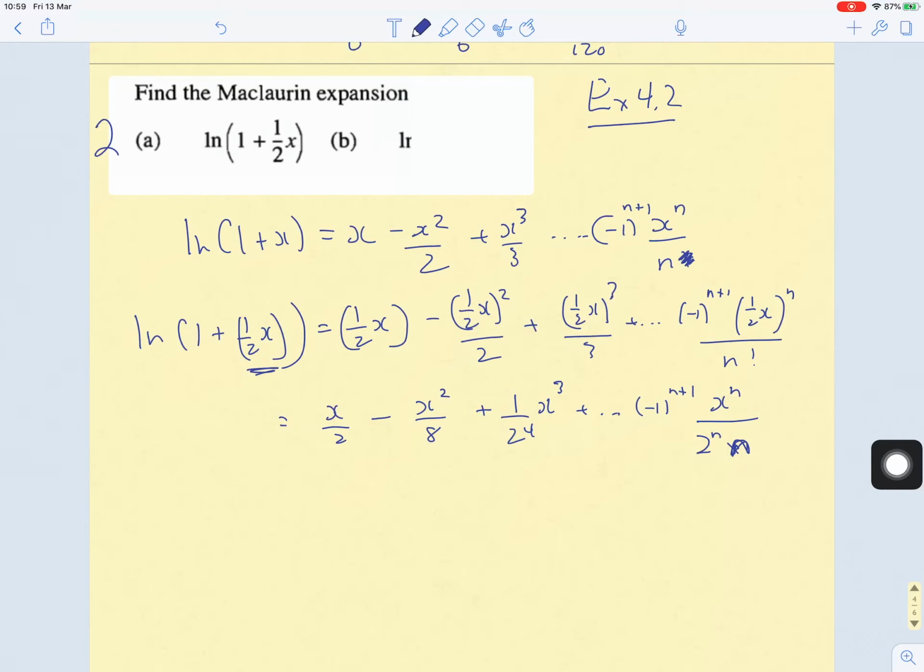Okay, and that's it. If they want it in summation notation, we can do that too. n goes from, starts at 1 though, to infinity, minus 1 to the n plus 1, x to the n over 2 to the n times n. And having a glance up at the solutions here from the IB book, we can confirm that that is correct.